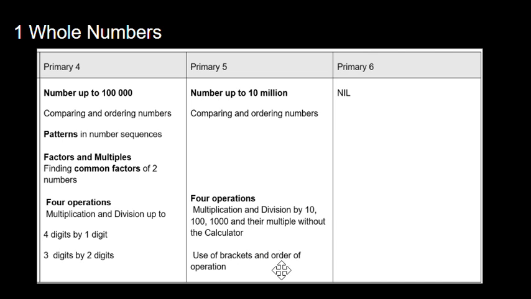And the use of brackets and order of operations. That means if it is 3 bracket, 2 plus 5, close bracket, then the 2 plus 5 must be done first before you multiply by 3. Okay, so in primary 6, it doesn't cover all this, so this whole number topic will be completed by P5. Okay, of course, the PSLE syllabus will cover everything.